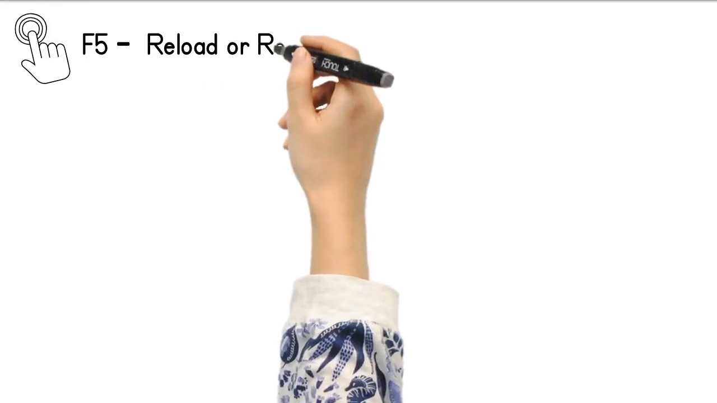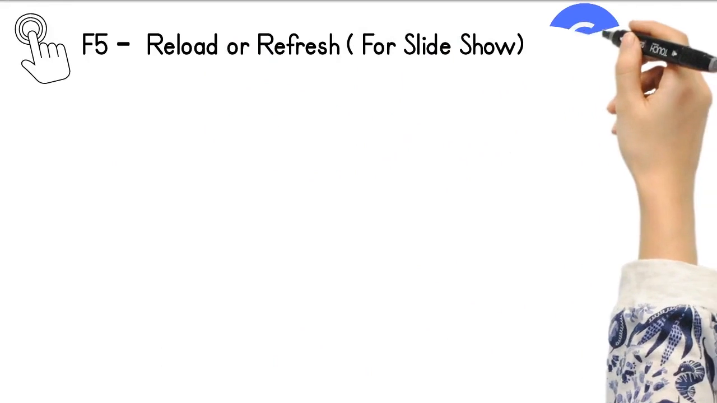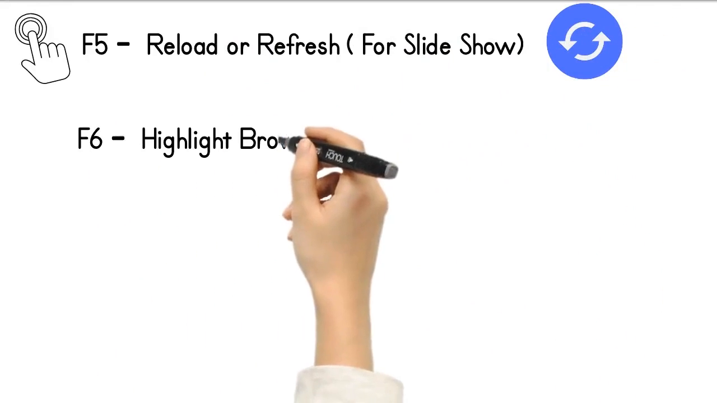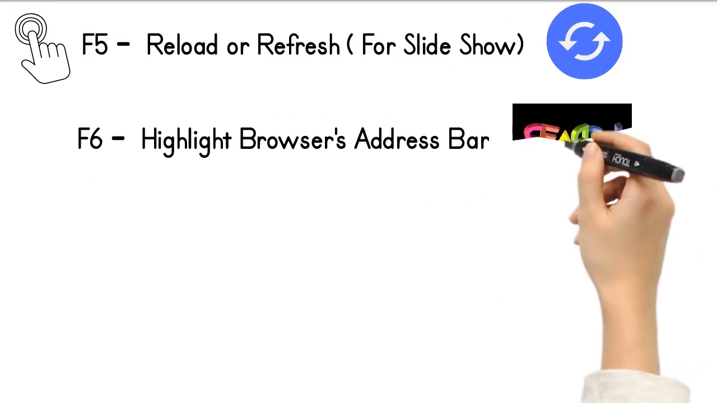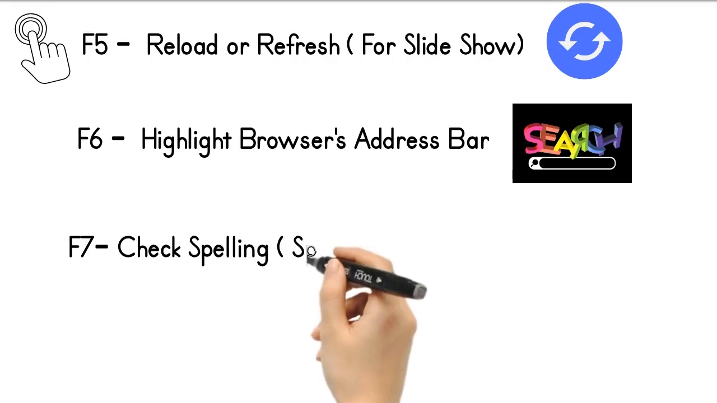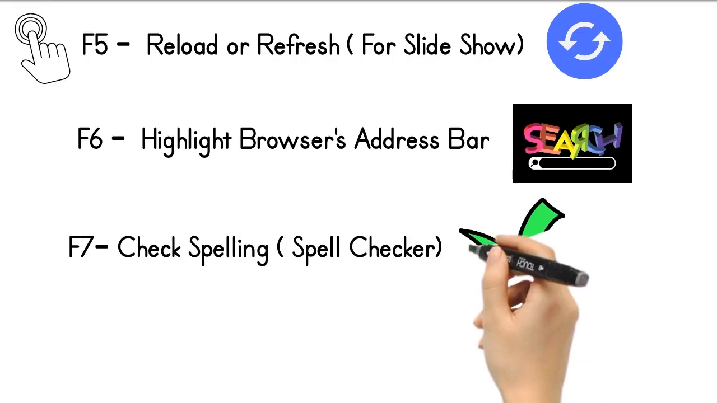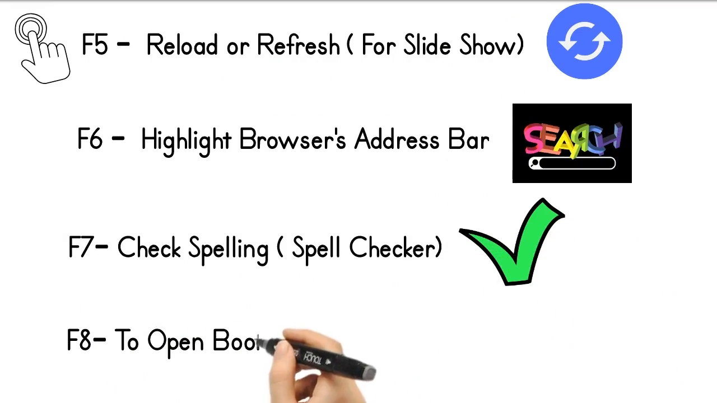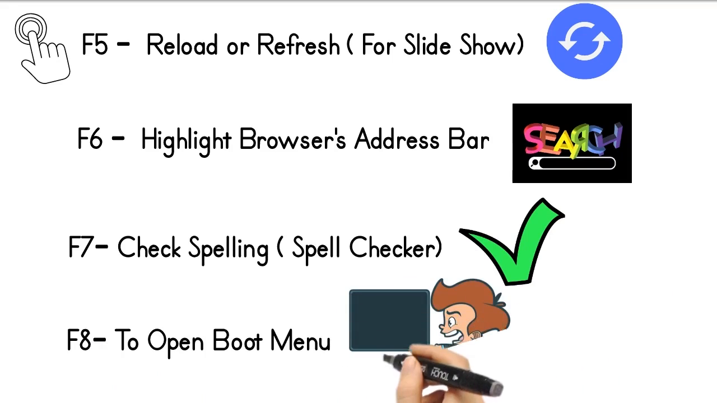Now this is another set of 4 function keys from F5 to F8. F5 is basically for reloading or refreshing any page. Let's say when you are exploring the internet, sometimes the image which you are downloading or something gets stuck in between. Just pressing the F5 key will reload that page, or it is used for slideshow also in PowerPoint.